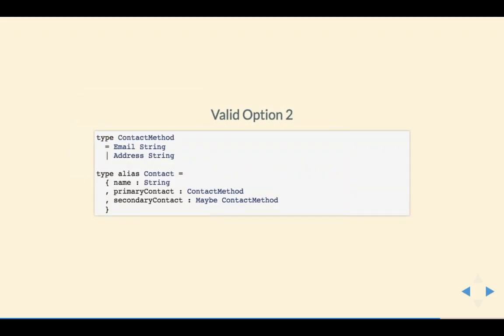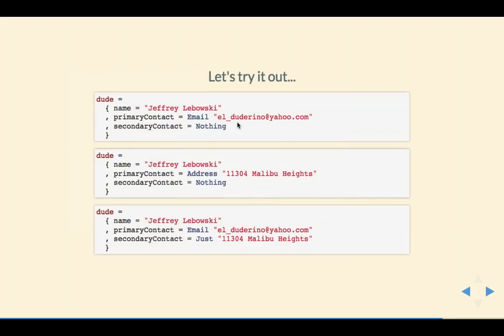But maybe there's another way. On my contact, I have a primary contact, which must be a type of contact method. Then I have a secondary contact, which is maybe a contact method. That's another way. It's not quite as good for other reasons that I won't go into. But now I have to have a primary contact. That means it has to be one of these things, or it won't compile. But it's okay for this to be nothing. So I can have just the email but no address, just the address but no email, or the email and the address, and all three are fine. But I can't have no email and no address because it won't even compile.